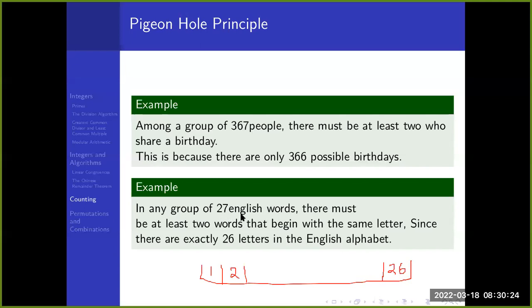So if you have 27 English words, you can pick the first letter of each word and try to put them into these pigeonholes. The first 26 words will take up all these 26 letters. So the first letter of the remaining word must fit into one of these, right? So it means there must be at least two words that begin with the same letter if you have a set of 27 words.